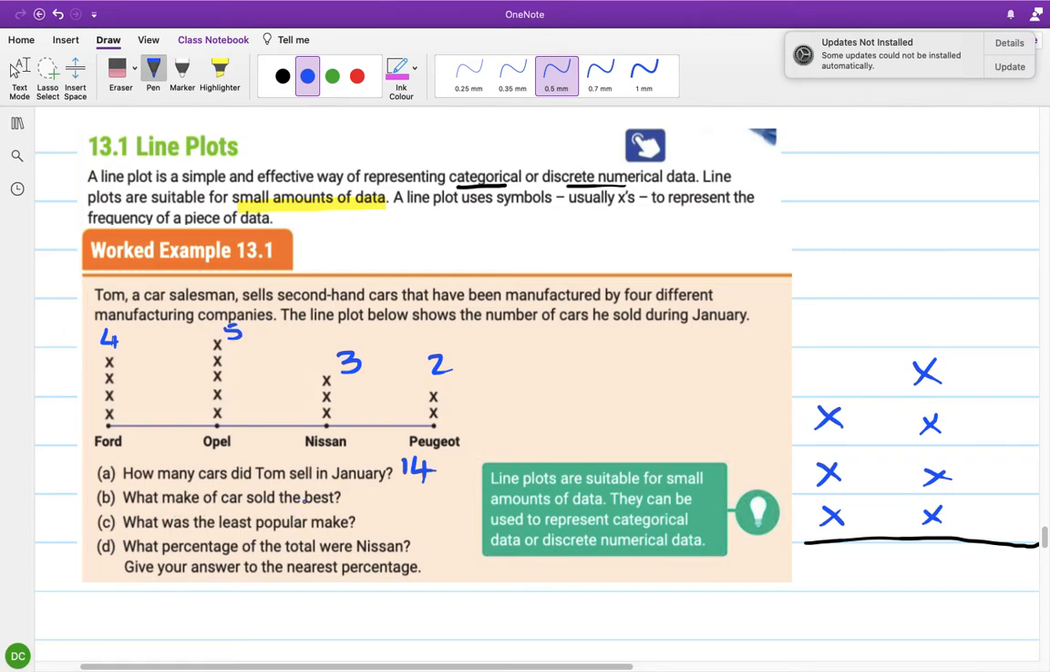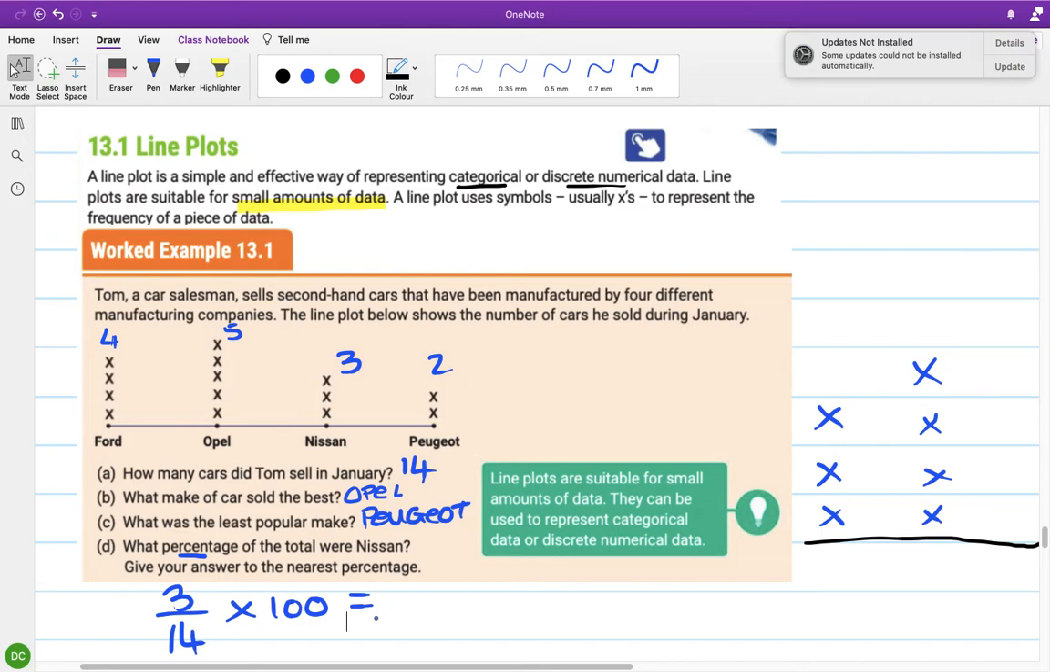Which make of cars sold the best? So which is the highest bar there? And that's Opel. Which is the least popular? So that's the lowest one, which is Peugeot. And what percentage of the total were Nissan? Again, we're asked for percentage, so you have to start this as a fraction. So Nissan, there's 3 Nissan out of 14 cars, there's my fraction. Multiply by 100 to make it a percentage.